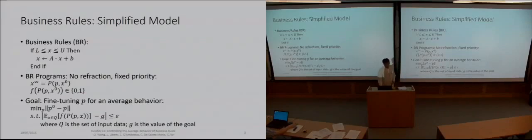Yes, and then the goal can be expressed as a bi-objective optimization, but here I choose to introduce an epsilon to put one of the objectives in the constraints part. So we want to minimize the modifications to the business rules program, so the variation of the parameters P, such that the average decision over a set of input data points is going to be close to a given goal G. So it's a percentage in my case of yes decisions.